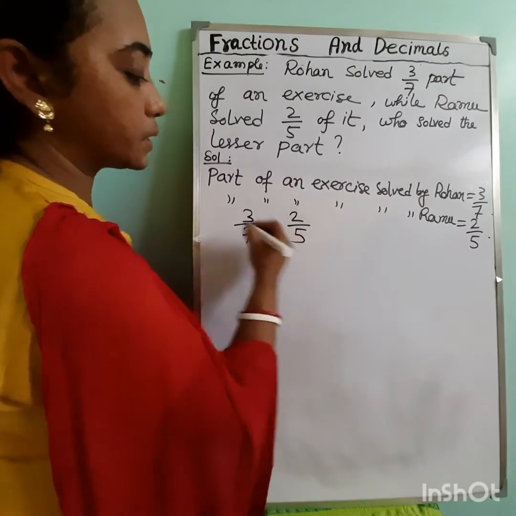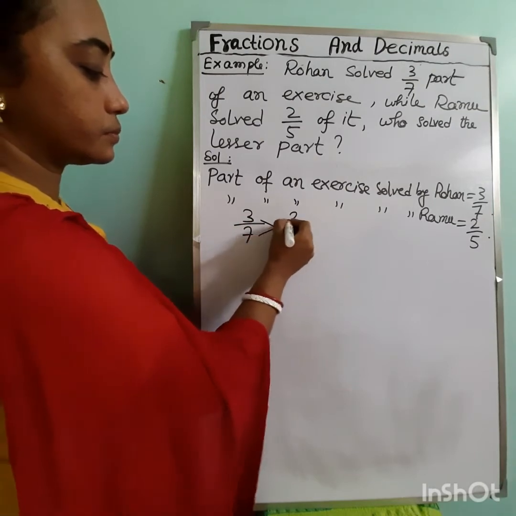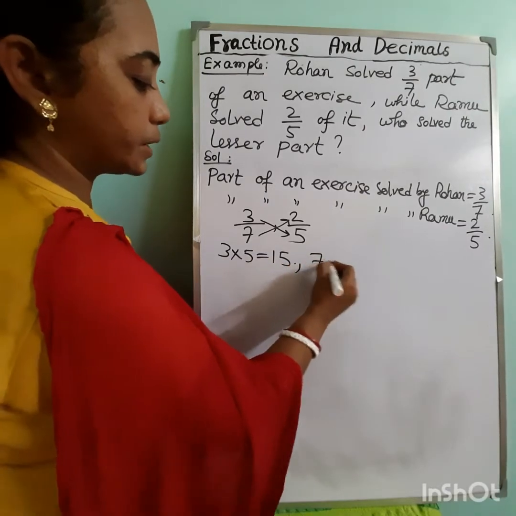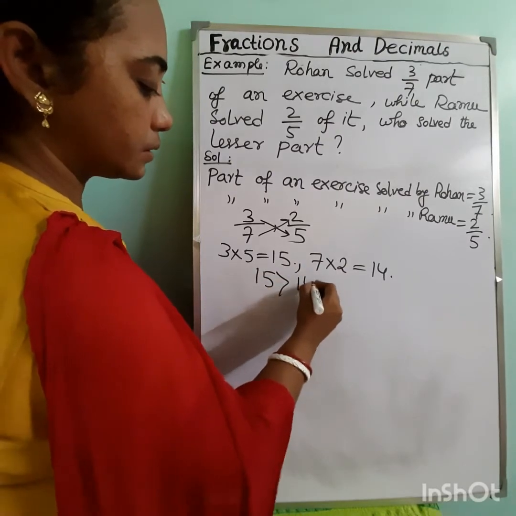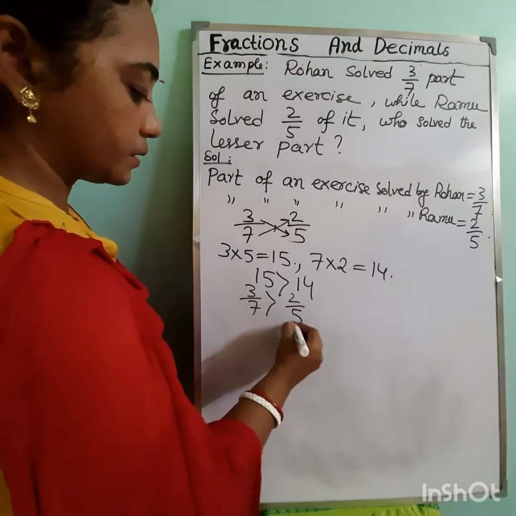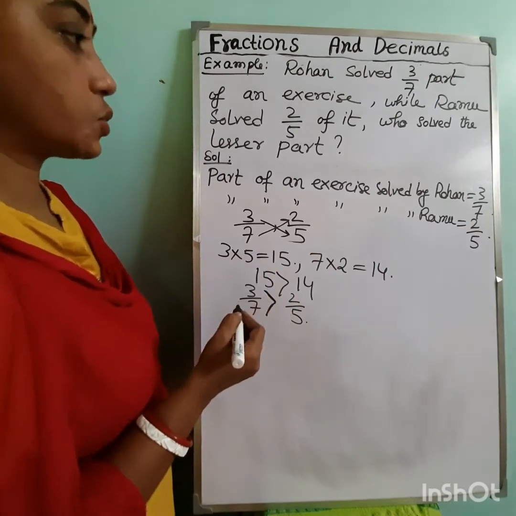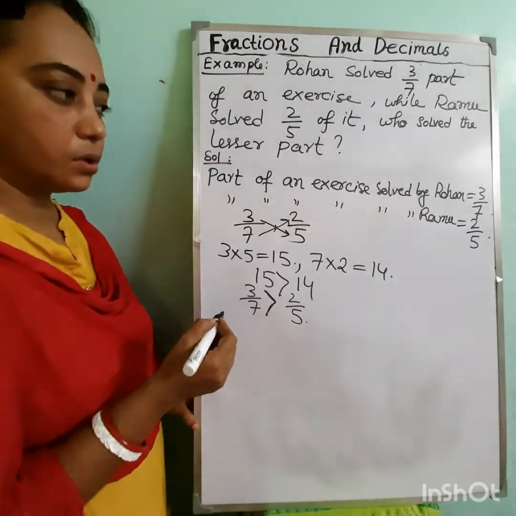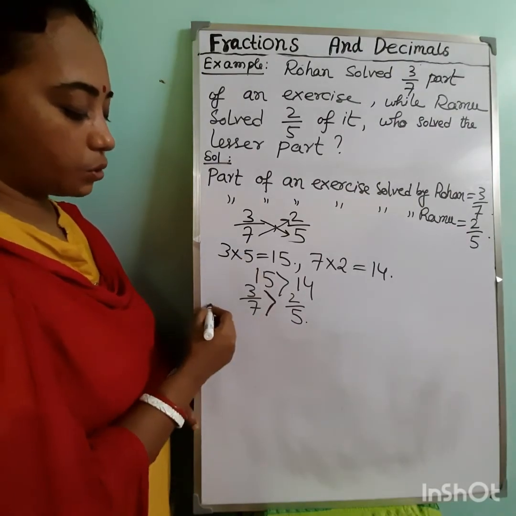We can compare these two fractions by the cross multiplication method. So 3 multiplied by 5, it is coming 15, and 7 multiplied by 2, it is coming 14. So 15 is greater than 14. That means 3 by 7 is greater than 2 by 5. That means the part of an exercise solved by Rohan is greater than the part solved by Ramu. So Ramu solved the lesser part. Now this comparison we can do in another method also.